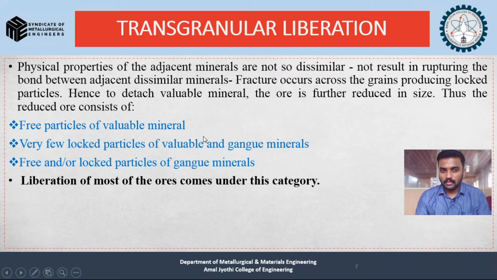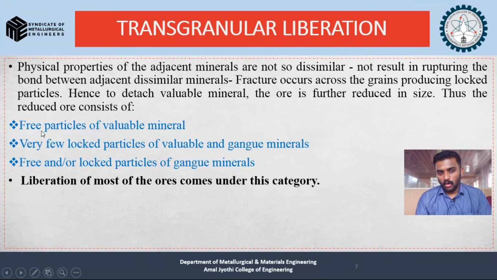In that case, the rupturing process or the bond breaking process will be difficult, and the fracture occurs across the grain, producing locked particles. That means the physical properties are not much different from each other, so the process of liberation will be difficult. Hence the ore is further reduced in size. Since the process is not that efficient compared with the other case, I end up with a reduced ore consisting of free particles of the valuable mineral we need, but unfortunately, along with that, we have a few locked particles of valuable minerals as well as gangue materials, and free and locked particles of gangue materials.